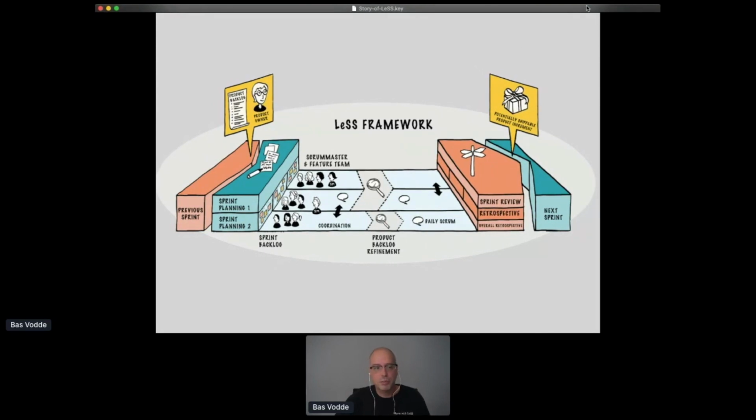The LeSS framework itself is very easy to understand, but once you understand that framework, you don't really understand LeSS yet. So to understand LeSS better, we'll need to dive a bit more into the history.